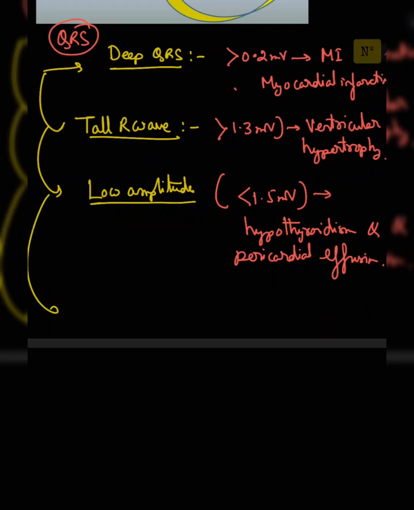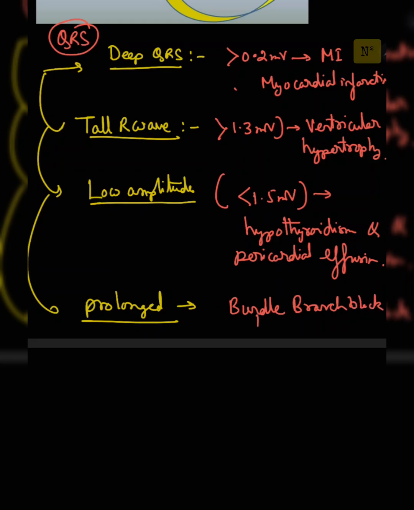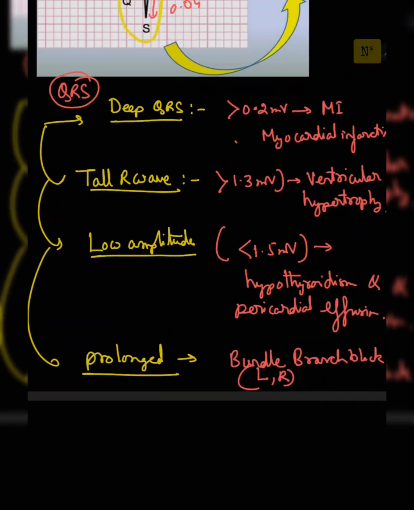Sometimes you will also get the QRS complex to be prolonged. So what are the cases? You will get those things in conditions having bundle branch block. It could be the left or the right, whatever.